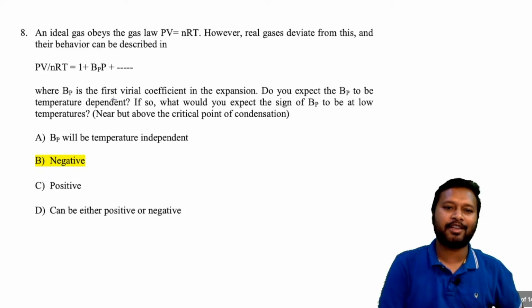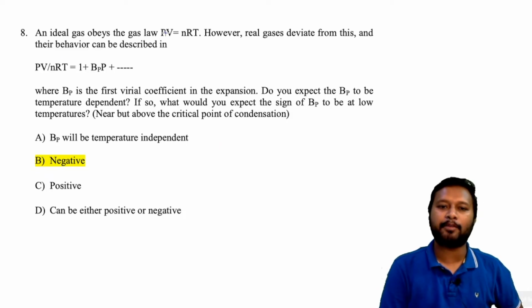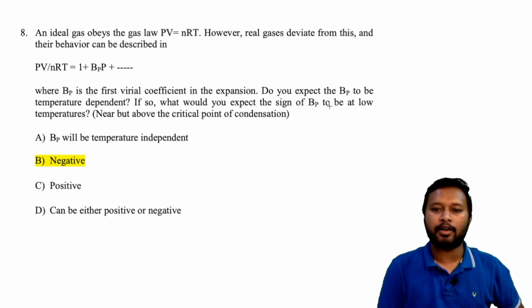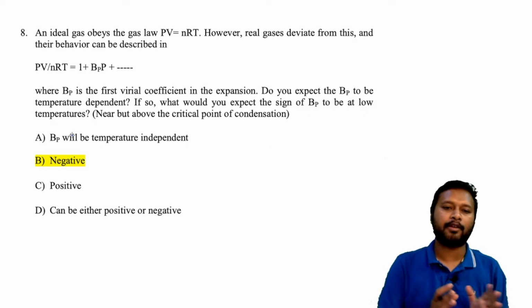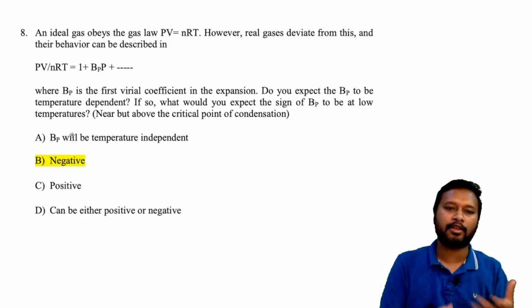Okay, the next question here, it says that an ideal gas obeys the gas law PV equals nRT. However, real gases deviate from this, and their behavior can be described by this equation, that is PV divided by nRT equals 1 plus BP plus and so on. Okay, so it says where BP is the first virial coefficient in the expansion, do you expect BP to be temperature dependent? If so, what would you expect the sign of BP to be at low temperature? So here is where you have to apply a lot of knowledge regarding your gases.